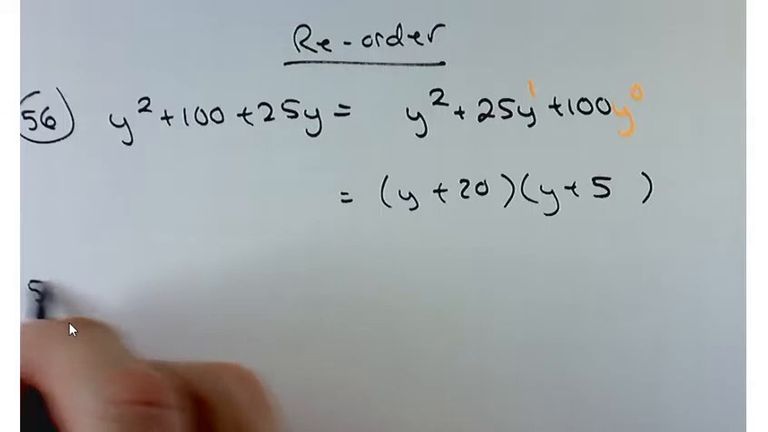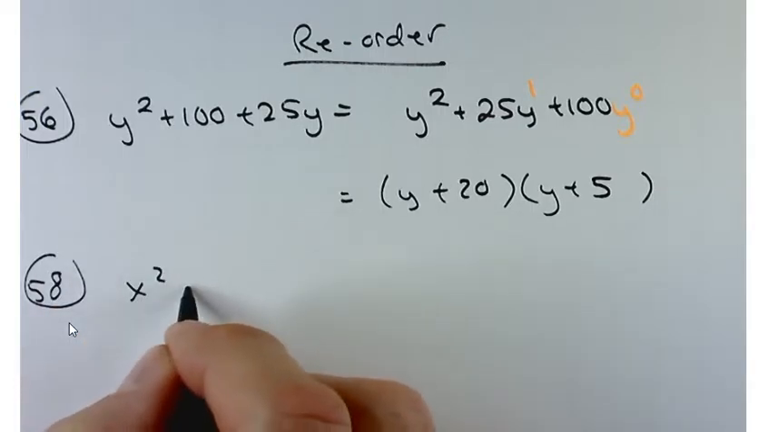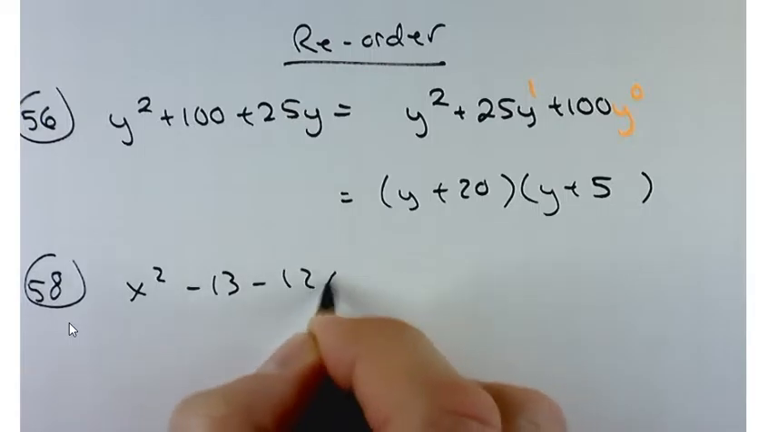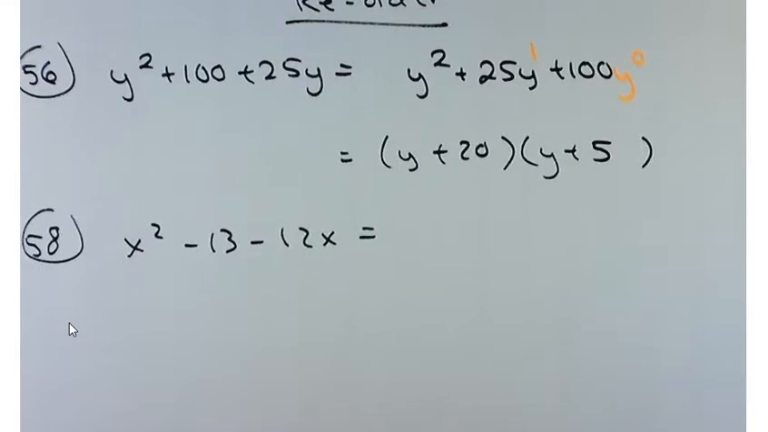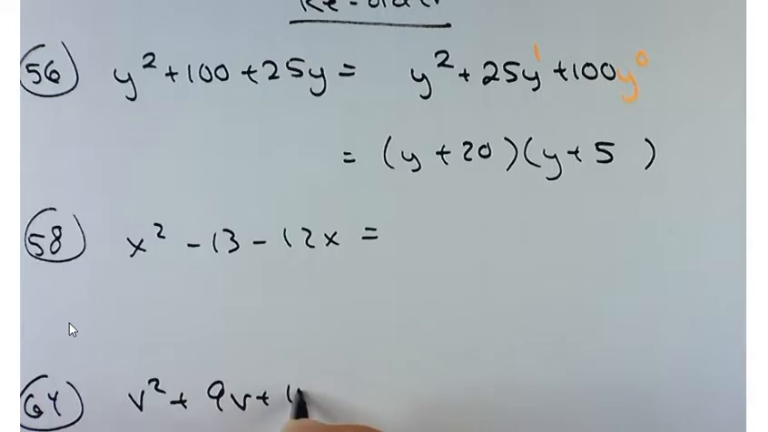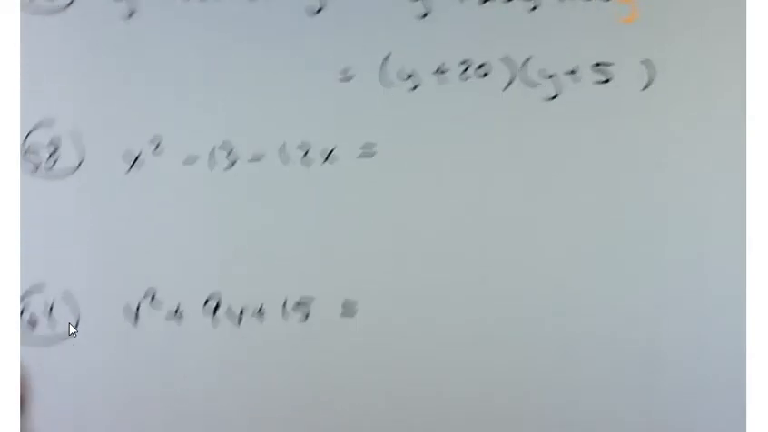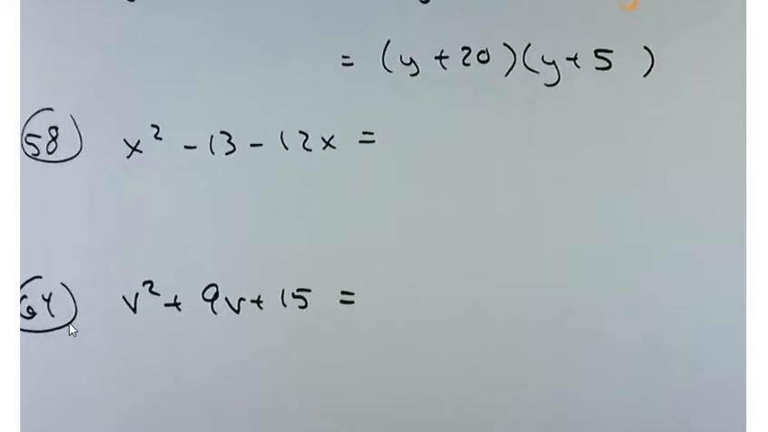Problem 58. You try this one. X squared minus 13 minus 12x. If you get that one, you can try the grand prize, problem number 64. V squared plus 9v plus 15. But I'll warn you up front that that last one is different than what we've done up till now.